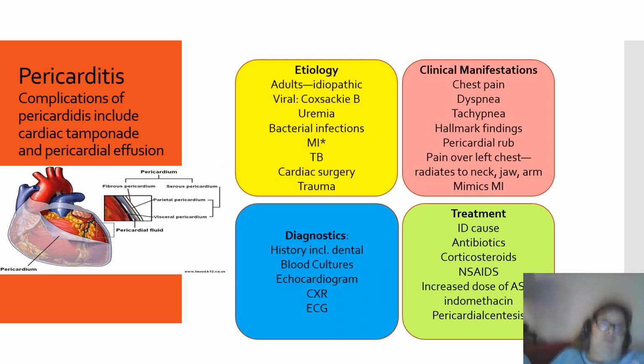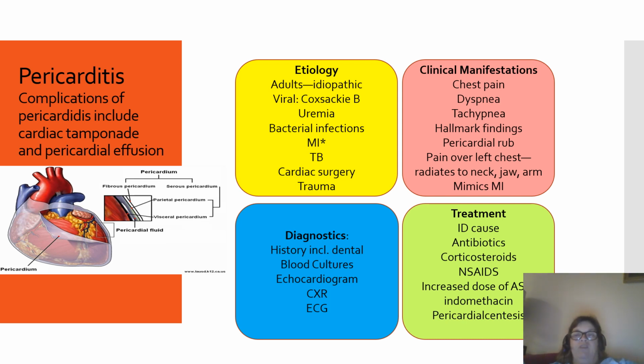Complications of pericarditis include cardiac tamponade and pericardial effusion. Etiology, in adults, it's usually idiopathic, can be viral. They could have uremia, bacterial infections, could have an MI, which is one of the most common causes of pericarditis, TB, post-cardiac surgery, or trauma.